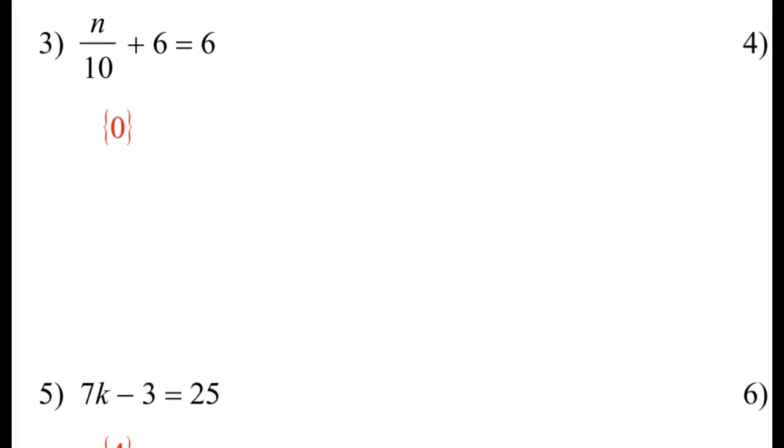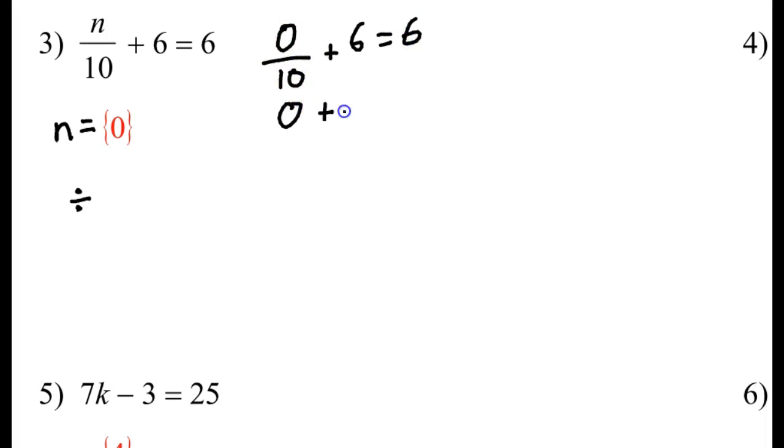Okay. Remember that fractions are division. We do not use the division sign on paper here. The only time you really use this division sign is on a calculator. As far as on paper, you never write divided by this way. You just put over. So 0 over 10 means 0 divided by 10. And then plus 6. And of course 0 divided by 10 is 0.